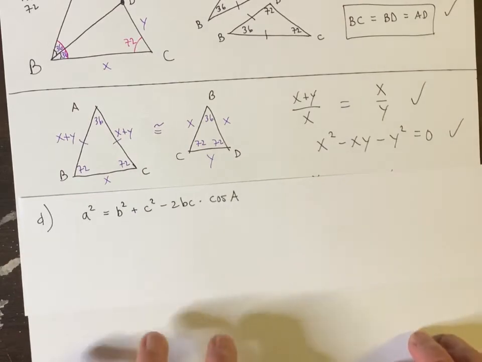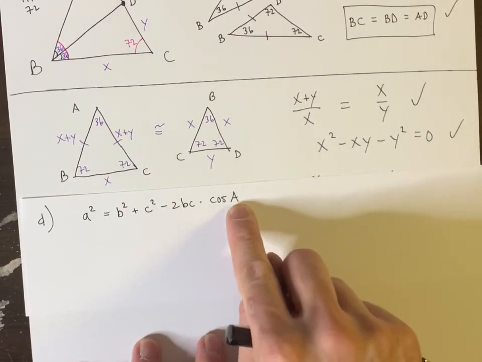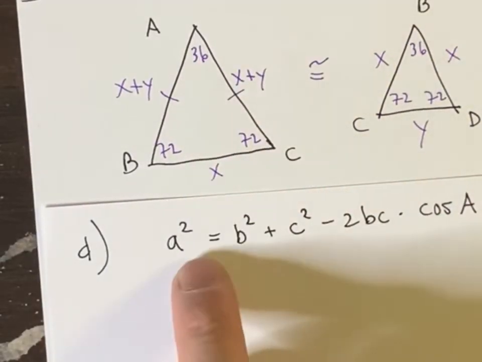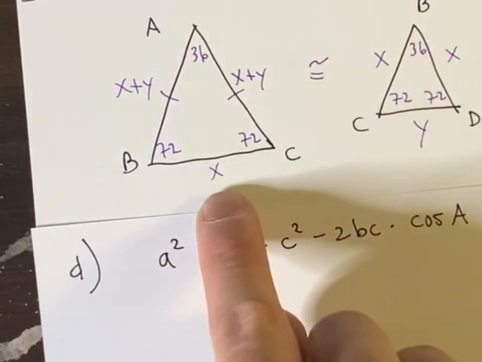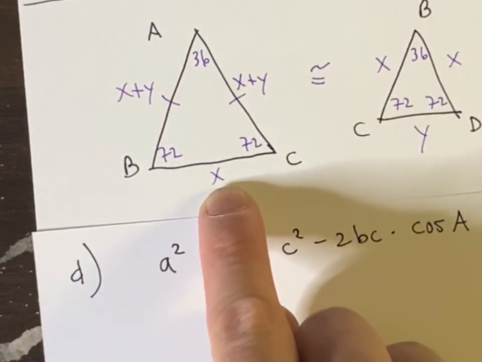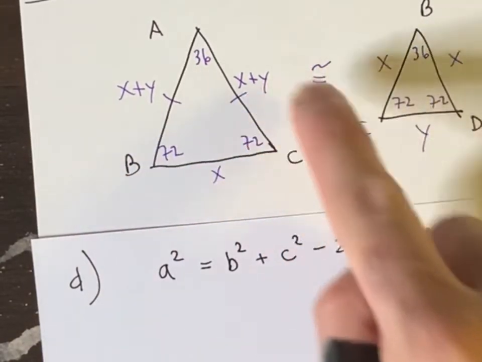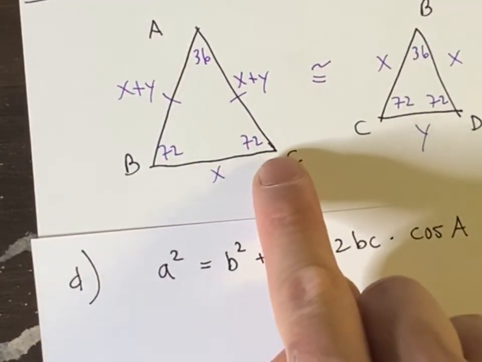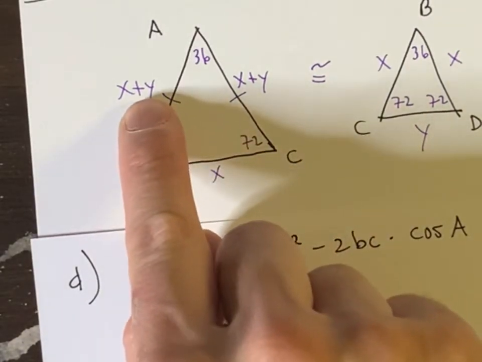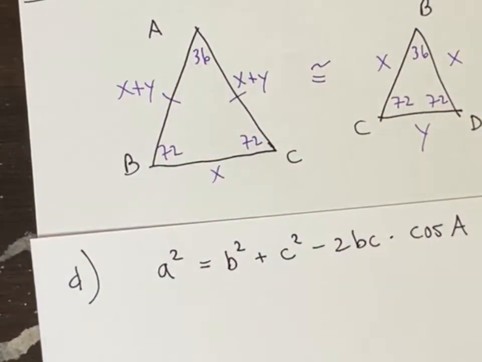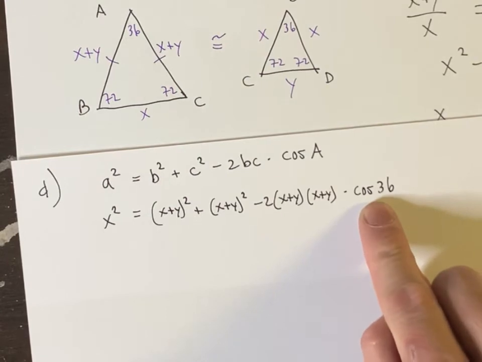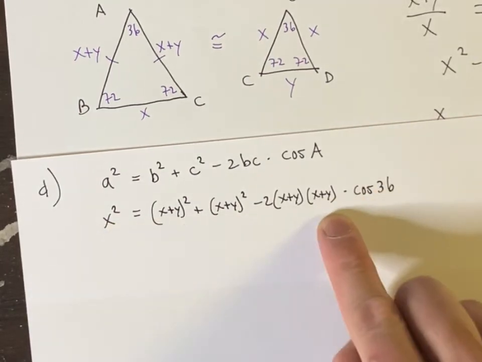Let's make some changes. So instead of A, capital, we're going to use 36. Little a would be across angle A, so little a is going to be x. B is going to be across B, which is that. And C is going to be the side across angle C, which is x plus y. So let's make all those changes here now. The goal is to find the cosine of 36. That means we have to clean up all of this mess.